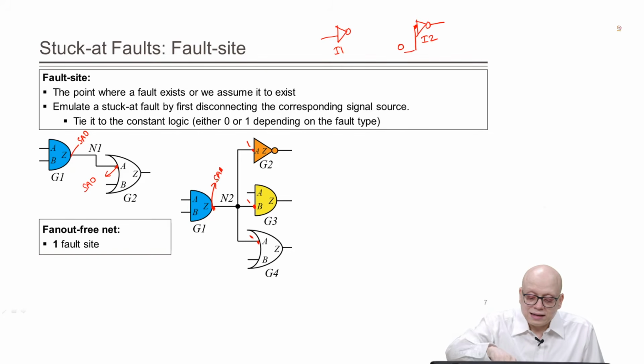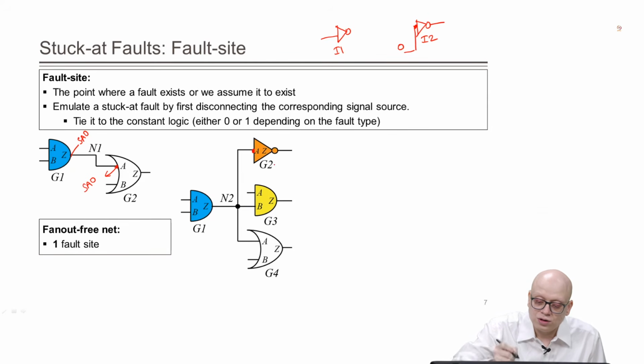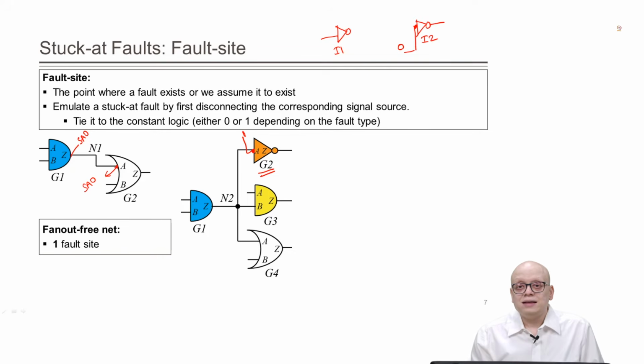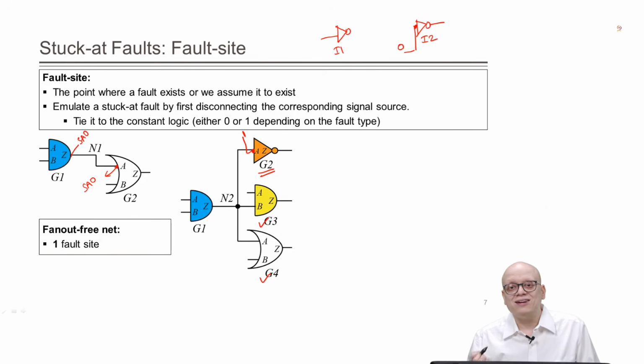So, in this case, this stuck at 1 at the pin Z of G1 will lead to a fault in all the driven pins, all in the fan out. However, suppose there is a fault at this pin only, the input pin A of G2. Suppose this was stuck to 1. Then in this case, even though G2 is stuck to 1, the other gates, for example, G3 and G4, may be working fine.